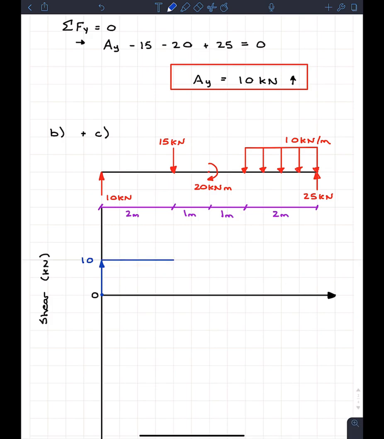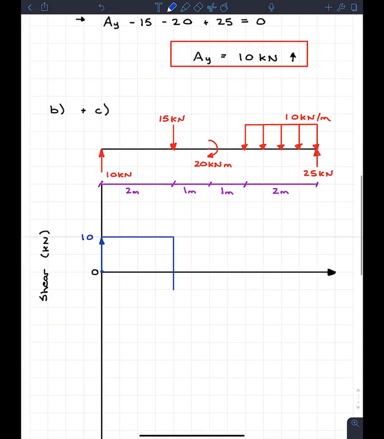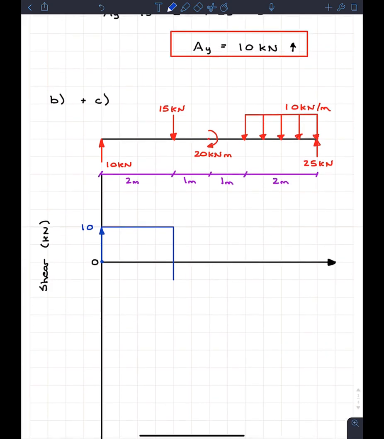However, now at x equals 2, we got 15 kilonewtons going downwards. So remember, a concentrated load will just jump our diagram up or down. So we're going to go down by 15 kilonewtons. If we started at 10 and we go down by 15, we're going to end up at -5, like this. So this is because of the drop. And then from here to 1 meter across, we have nothing happening.